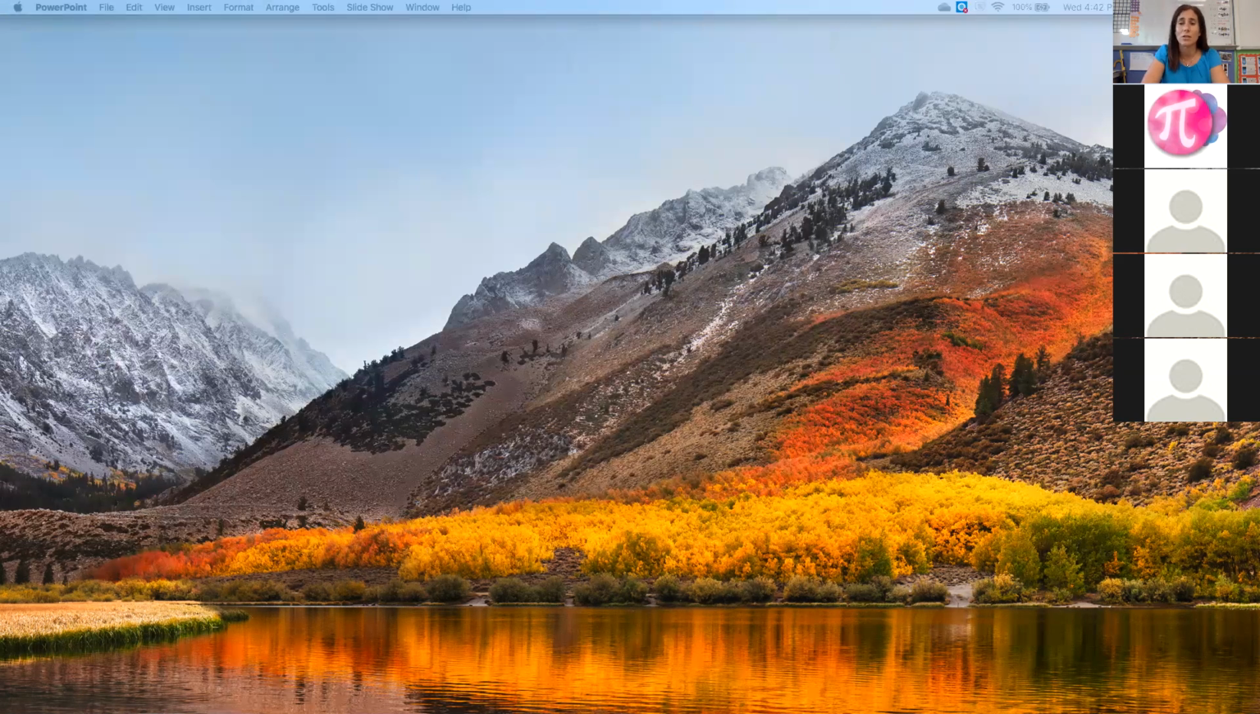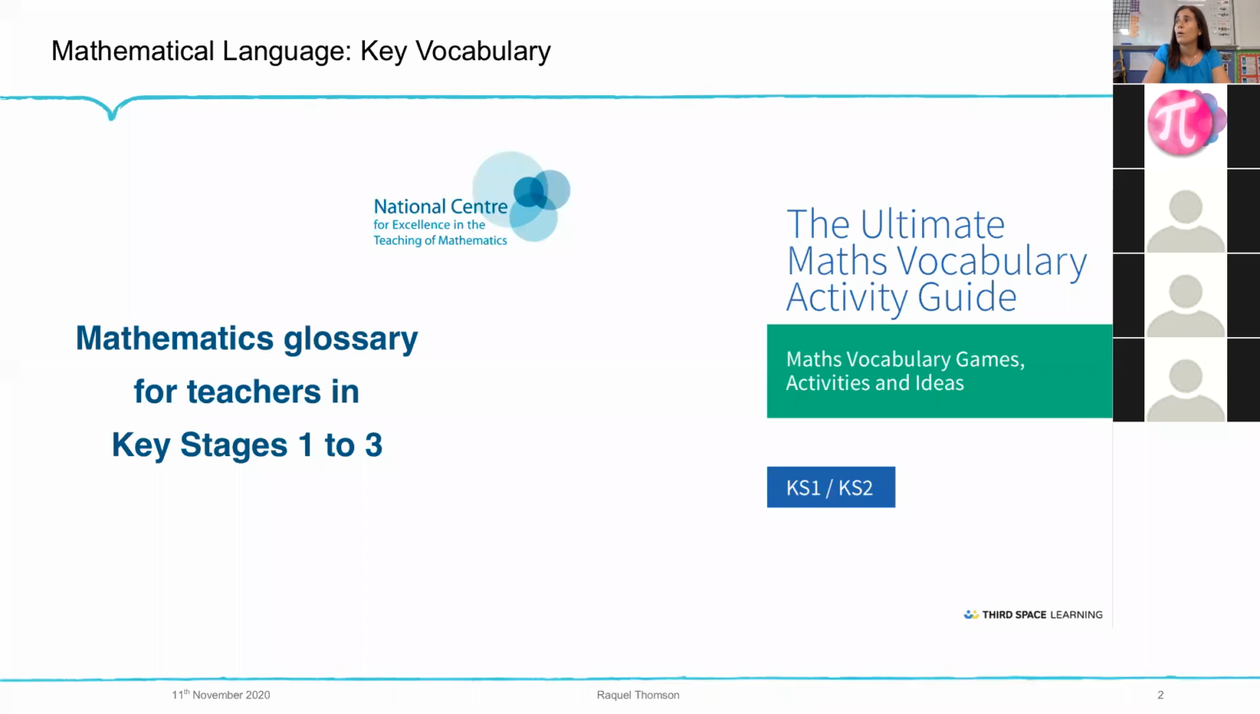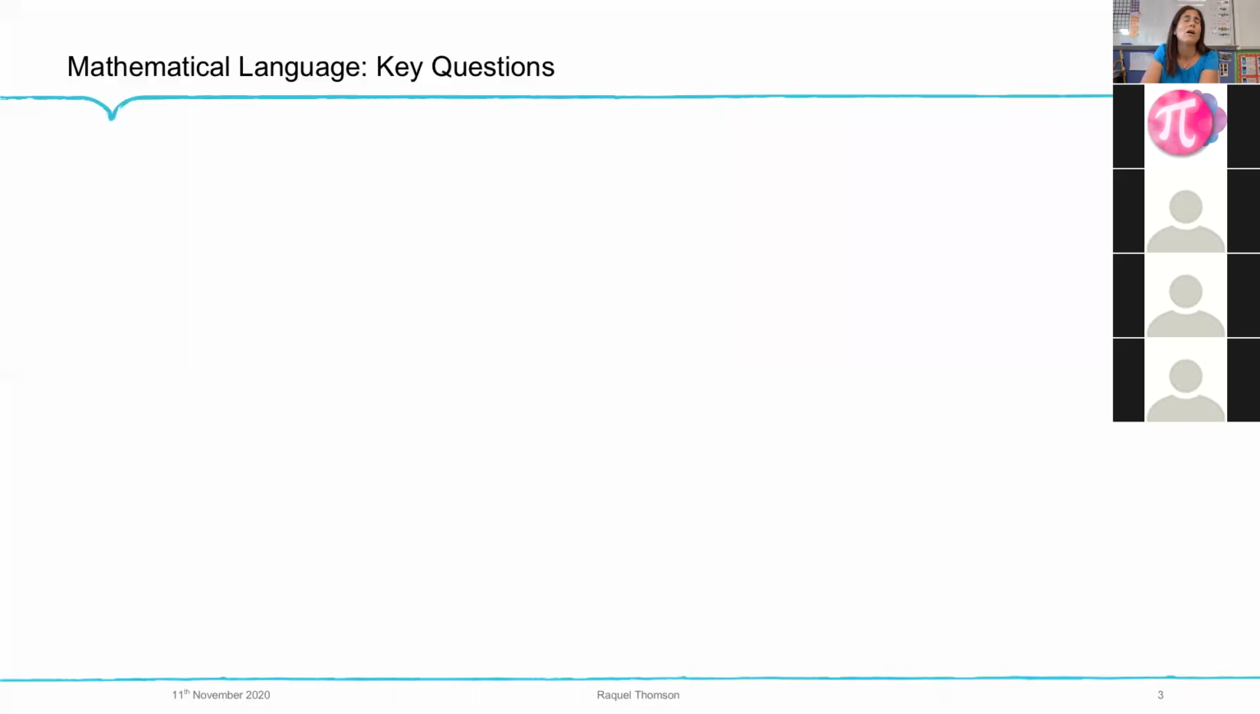Let me go back to the presentation now. So the first thing is that when you're talking about language, it's not just about the words. Lots of times we put the keywords for each topic on displays, but it's also about questioning. If you ask the right questions at the right time, questions that lead to good learning and to good reasoning, then there's a better chance of having better learning conversations with the children, and obviously better mathematical conversations.